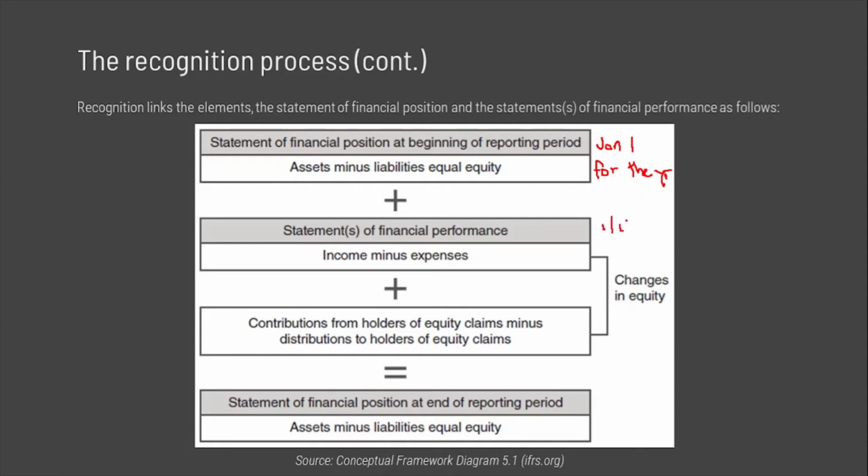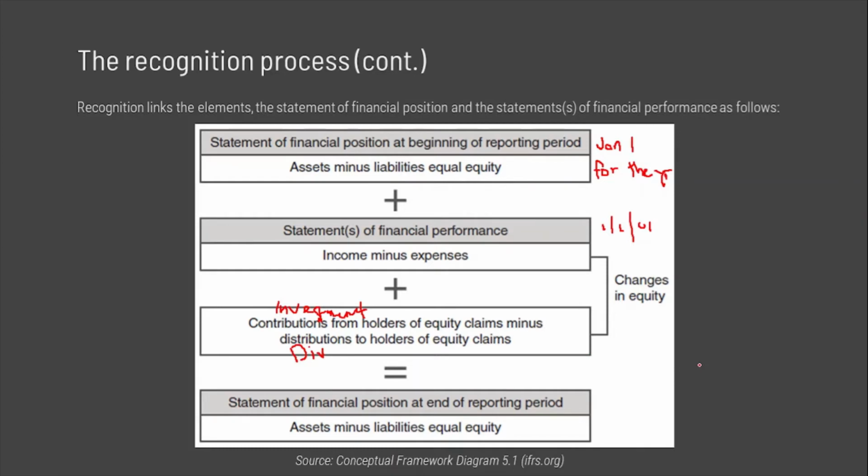Here, 1/1/2001. And then add also your income minus expenses, so that would be your net income. And include also in your statements of financial performance the contributions from holders of equity claims minus the distributions to holders of equity claims. The contributions would be your investment by your investors, and your distributions are your dividends.